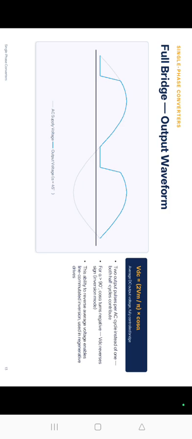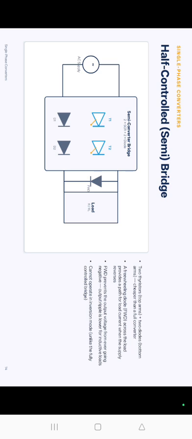Next one is the full wave bridge waveform. Next, the half-controlled semi converter, that means two thyristors plus diodes, cheaper than a full converter. The freewheeling diode across the load provides the path for the load current when the supply reverses. The forward biased mode prevents the output voltage from ever going negative.